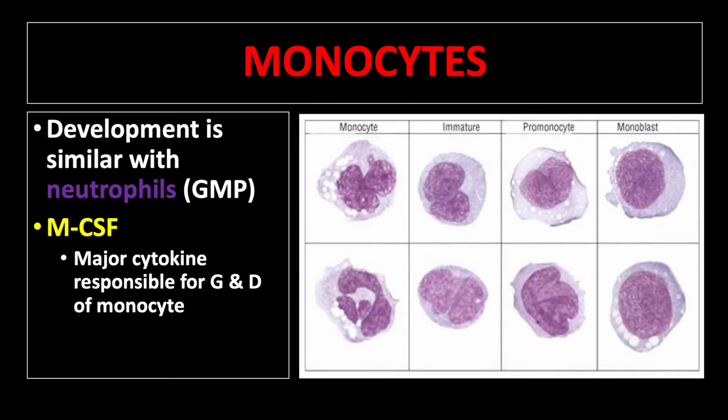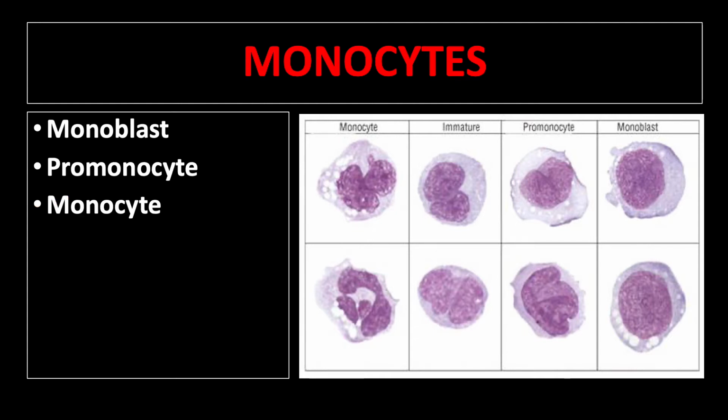Basically, the monocyte maturation and development is similar to your neutrophils, in which they come from the granulocyte monocyte progenitor cells, where the monocyte colony stimulating factor is the major cytokine responsible for the growth and development of the monocyte. As you can see in the image on the right side, it begins from the monoblast to the promonocyte, and then to a monocyte, which is the mature one. So we'll be discussing each cell from the monoblast to the promonocyte and then to the monocyte.